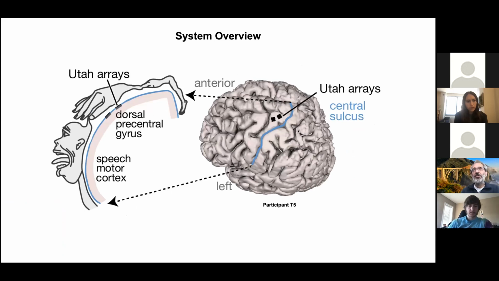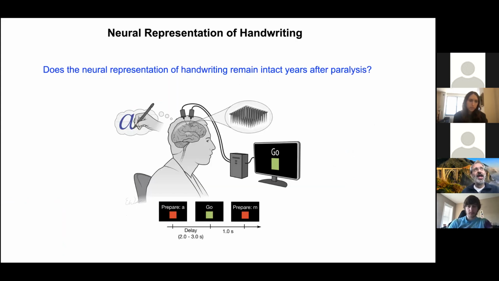All right, this just shows an MR image of our participant T5, who has an upper spinal cord injury incurred about 9 years ago. And the electrode arrays are in the hand, finger, so-called hand knob area, the place that we, as part of BrainGate with Lee Hochberg and John Donahue, always go. Okay. And we got started with this task shown at the bottom. We'd say, please prepare to write an A. Okay, we'd wait, and then we'd say, go. Okay, now imagine writing that A.